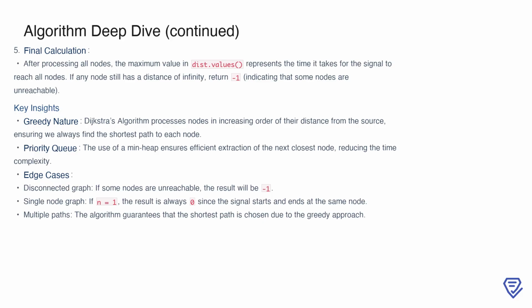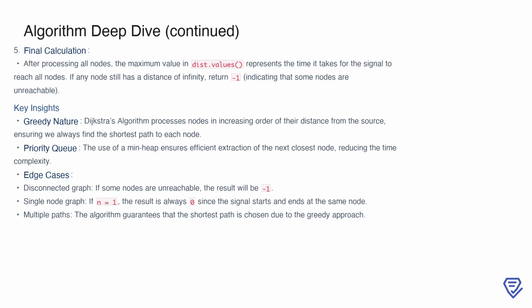If any node still has a distance of infinity, it means that node is unreachable, and we should return -1 as the result. Dijkstra's algorithm works effectively here because it processes nodes in order of their distance from the source, thanks to the min-heap. This guarantees that we always find the shortest path to each node. The algorithm's use of a priority queue ensures efficiency, even for graphs with many nodes and edges.